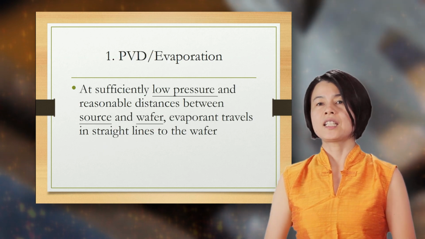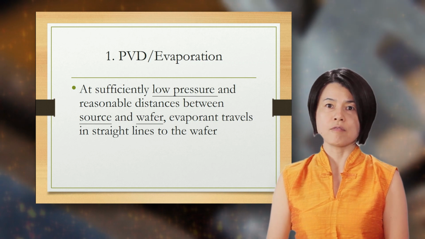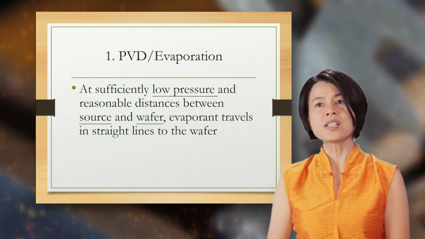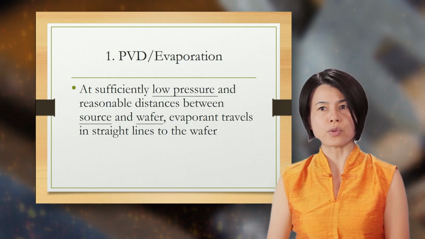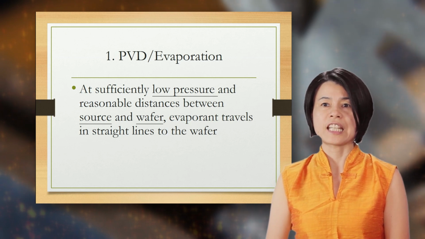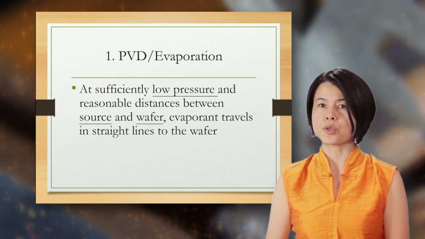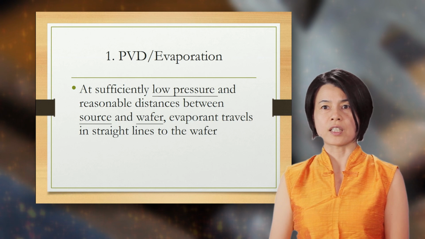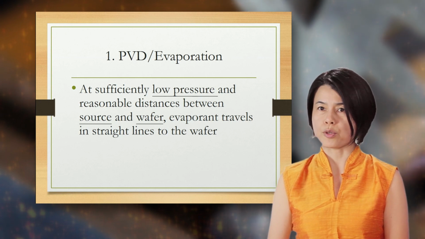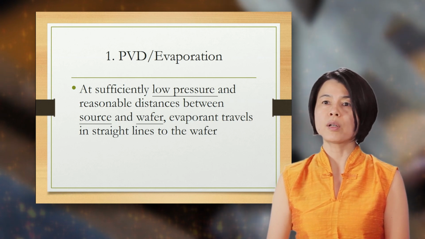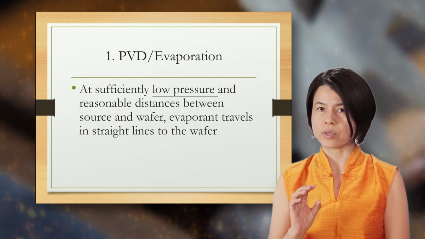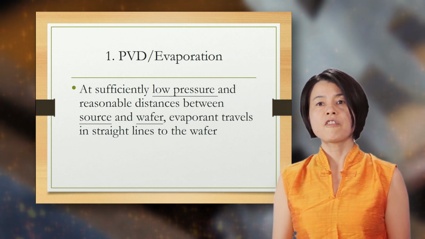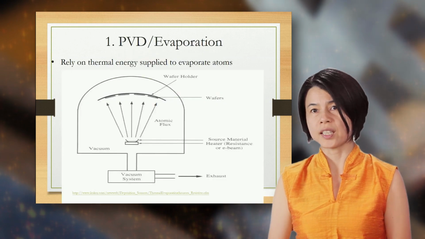What is PVD, or physical vapor deposition? At sufficiently low pressure and reasonable distance between source and wafer, the evaporant travels in straight lines to the wafer. There are some key points over here. 1. Low pressure. 2. Reasonable distance between source and wafer. The function of PVD can be demonstrated in this figure.